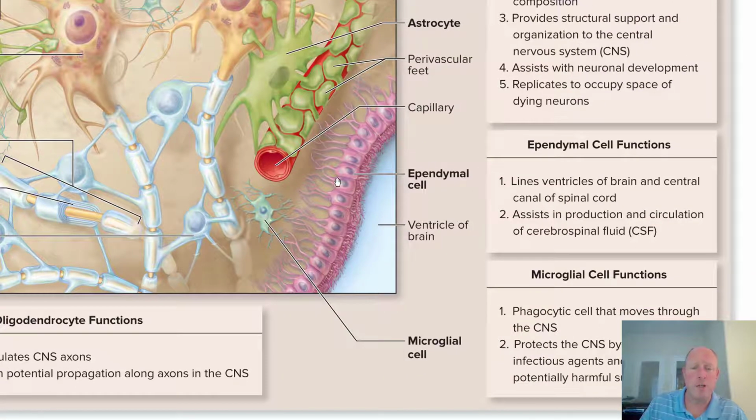The ependymal cell functions here, these guys along with each other here, they line the ventricles of our brain, as it shows here, and they help form the central canal, or rather line the central canal, of our spinal cord. They assist in the production and circulation of cerebrospinal fluid. Once again, our microglial cells, these little guys, are those phagocytic cells that move through the CNS. They protect the CNS by engulfing infectious agents and other potentially harmful substances.